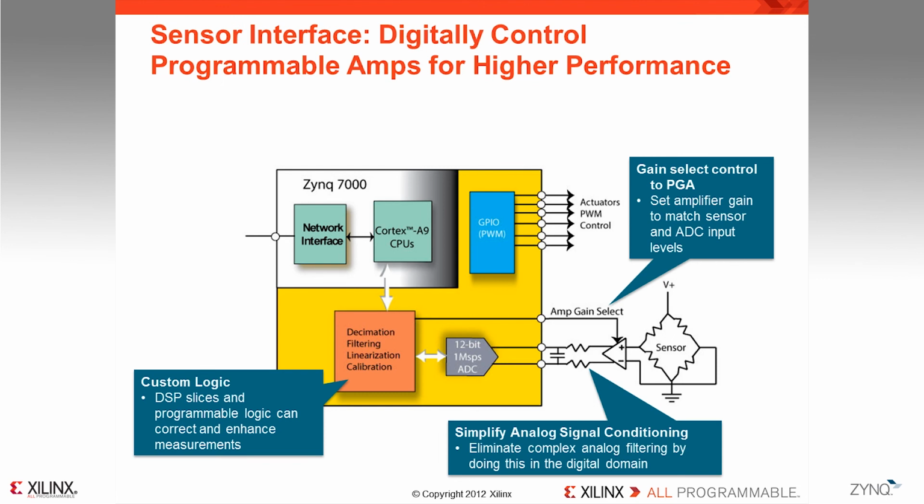Sensors are another application where the combination of Zynq plus AMS can make a good fit. You can digitally control things like programmable gain amplifiers to enhance the performance of bridge sensors. Zynq's DSP slices and programmable logic allow you to pull a lot of the analog signal conditioning and filtering into the digital domain. Now you can efficiently perform functions like decimation, filtering, linearization, and calibration. On the PS side of the device, functions such as user interface, network communication, parameter setting, and measuring of the control loop can all be efficiently implemented.